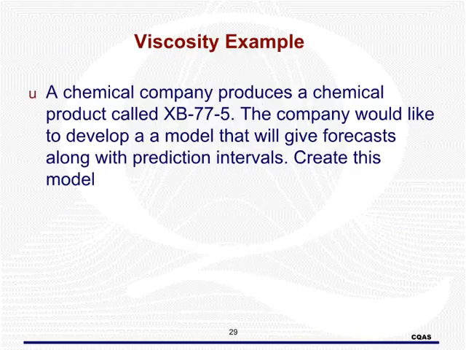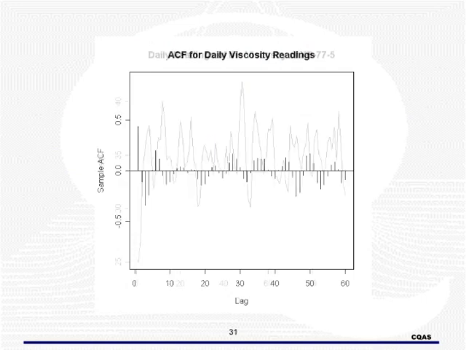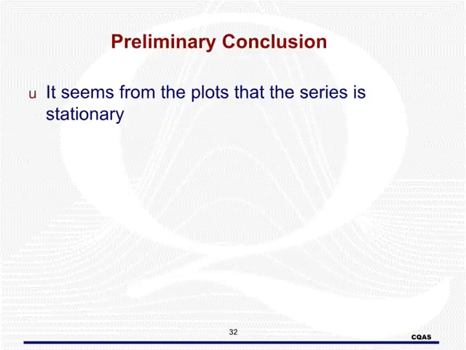Now let's look at an example where a chemical company would like to develop a model and forecasts for daily viscosity readings. Here is the series. From this plot, the series seems to be stationary. Let's look at the ACF plot to verify. Here is the sample ACF plot. The sample ACF plot seems to exhibit die down after a small number of lags. From the plots, it seems that the series is stationary.